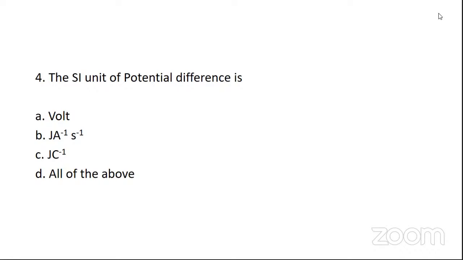सर मैंने आपको आंसर भेजा अभी. See, volt is the standard unit. Alright, this is the standard unit. But when we talk about SI units, then SI units में volts भी count होता है, joules और ampere seconds भी count होता है और joules coulombs भी count होता है. So इन तीनों को अगर आप simplify करेंगे, so it will come out as volts only. So the option will be all of the above.